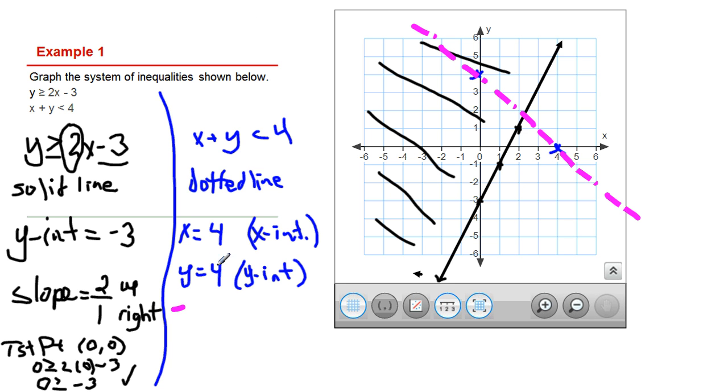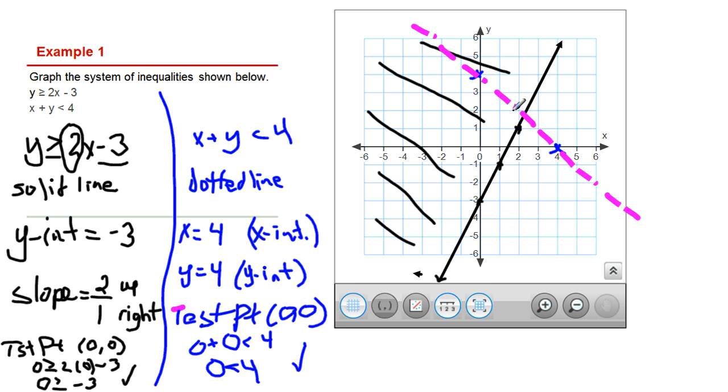Test point here, we're still going to do the same thing. Once I get back to the blue, there we go. Test point, 0, 0, because it's not on the actual line you've graphed. So 0, 0. We plug that in, we would have 0 plus 0 less than 4. Obviously 0 is less than 4, so we have another true statement. So here's where 0, 0 is at. We're going to shade on this half of the dotted line.